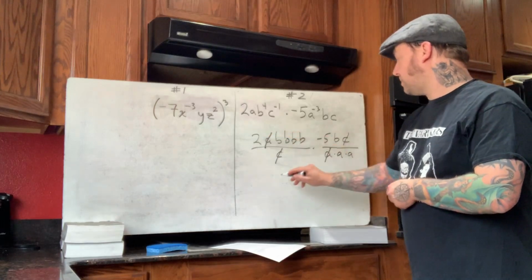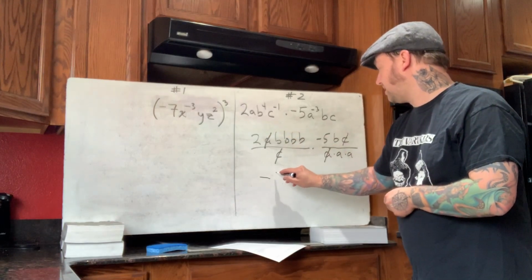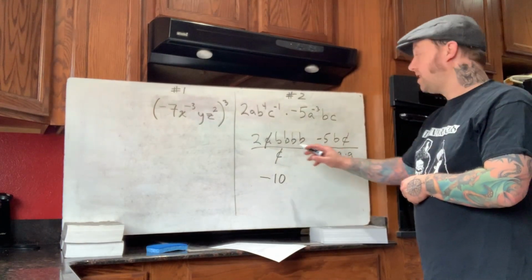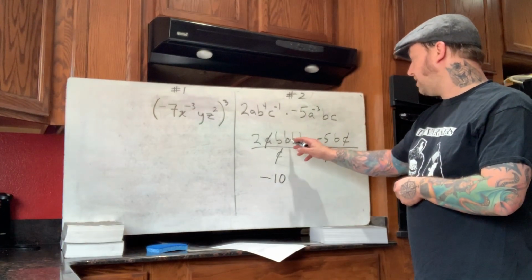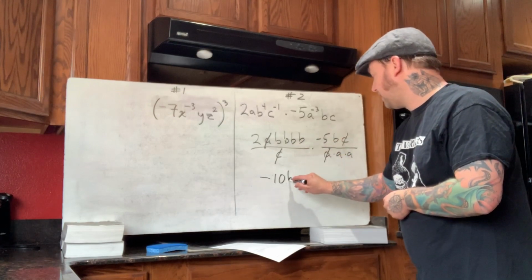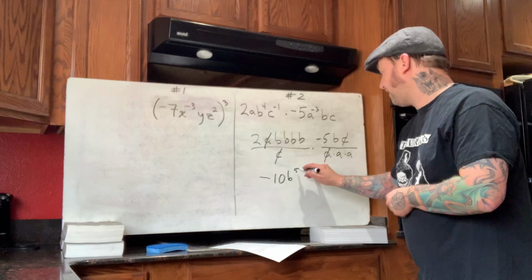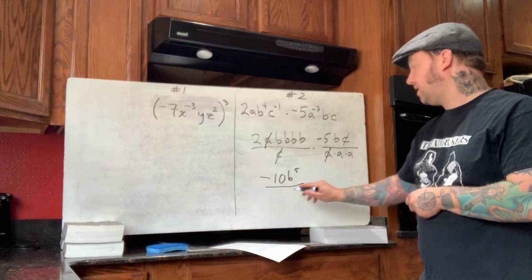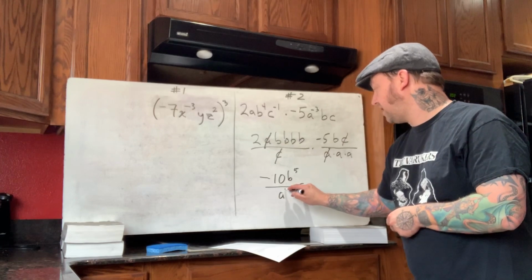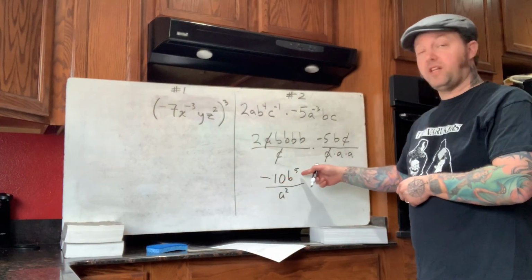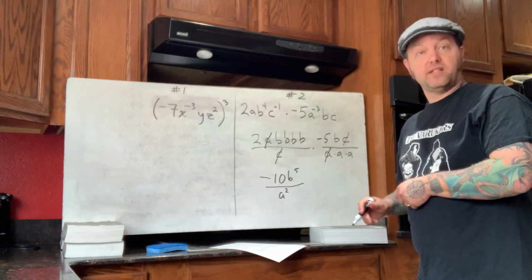We have 2 times -5, which we know is -10. Negative times positive is negative. We have 1, 2, 3, 4, 5 b's, so b to the 5th, all over 1, 2 a's, a squared. So our answer is -10 b to the 5th over a to the 2nd.